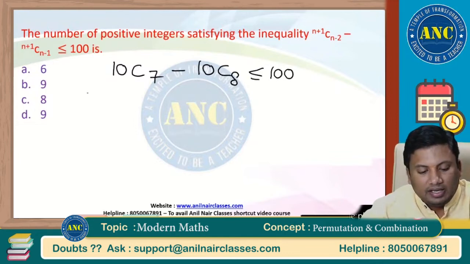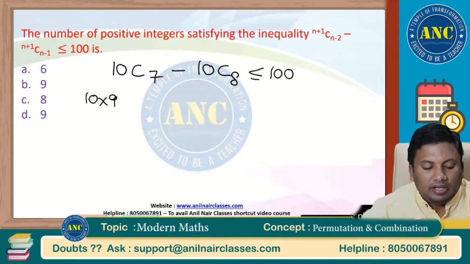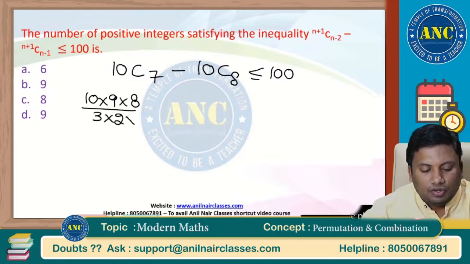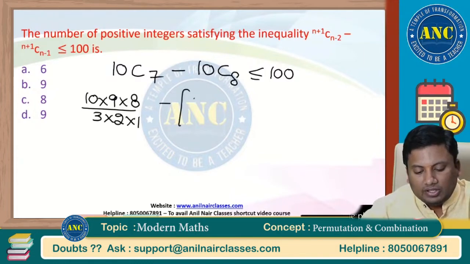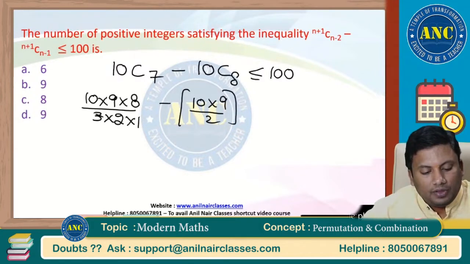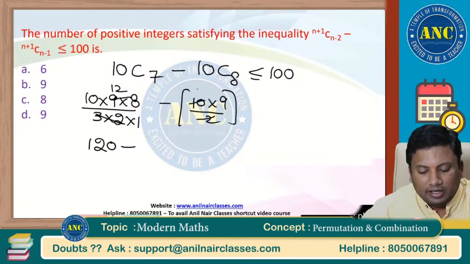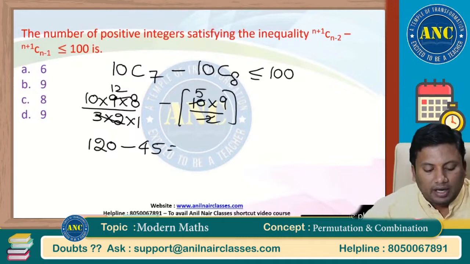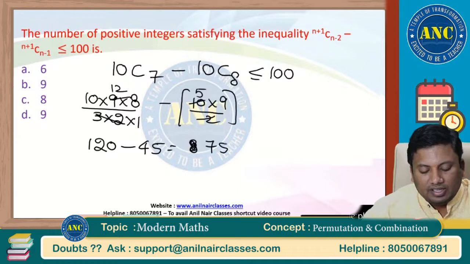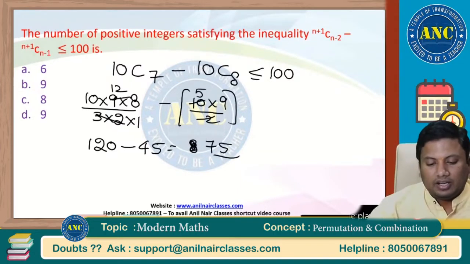Let us see. 10C7 is 10 into 9 into 8 divided by 3 into 2 into 1, minus n into n minus 1 by 2. These are 12s, so 120. These are nothing but 2 5s, which is 45. 120 minus 45, which is nothing but 75. 75 is less than or equivalent to 100.